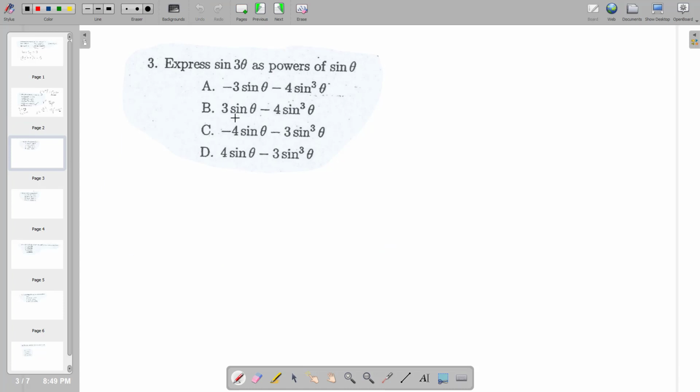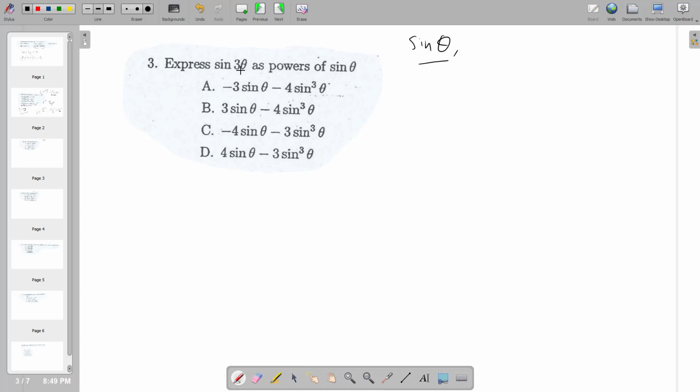Now, moving on. Express sine 3 theta as powers of sine theta. Ideally, how you'd solve this is to use your knowledge of trigonometry to express sine 3 theta as powers of sine theta. But with our calculator, we can move very quickly on this.